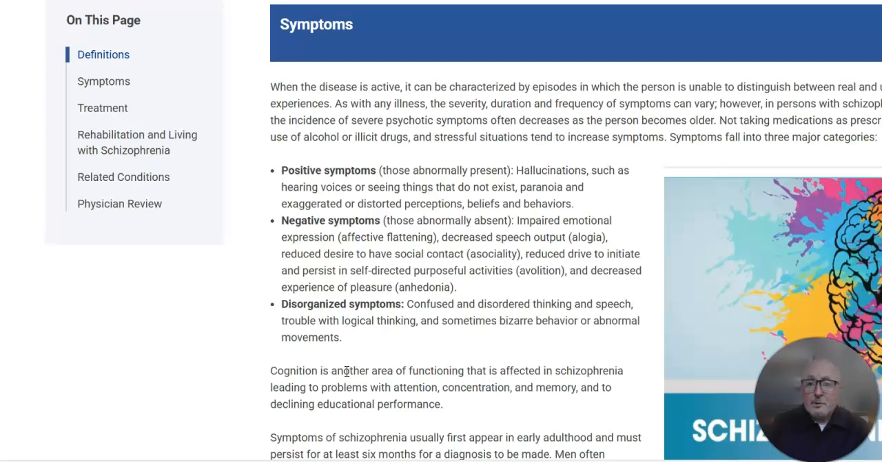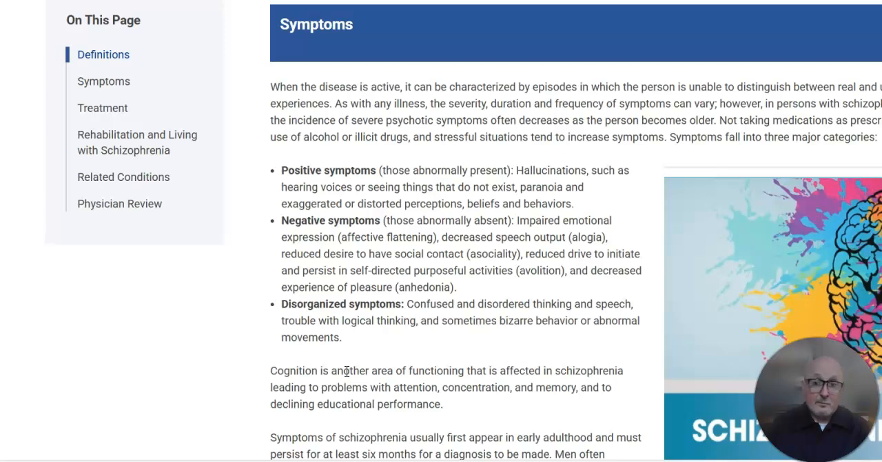I really wanted you to understand the difference between positive and negative symptoms. They're discussed here again. The way that I think about positive symptoms, for example, is the addition of something that is typically not there.